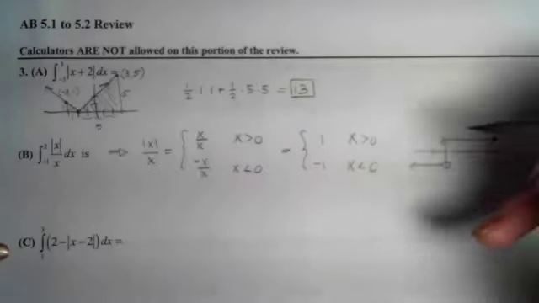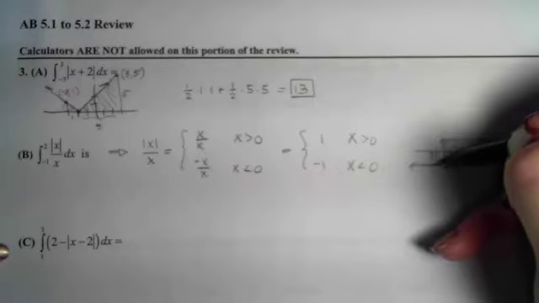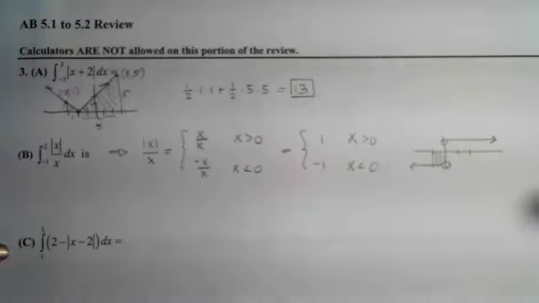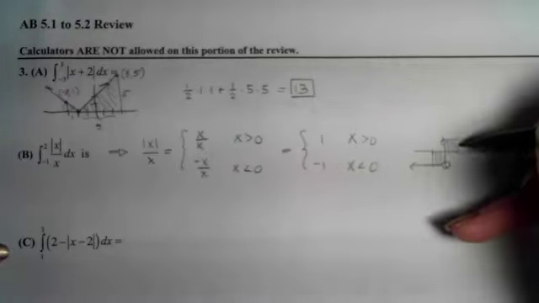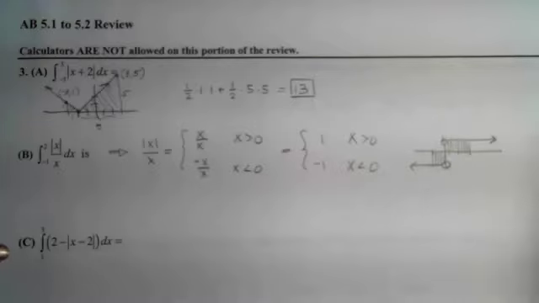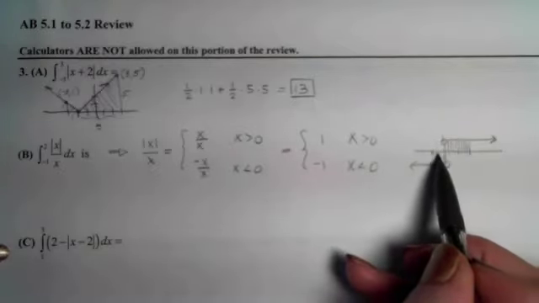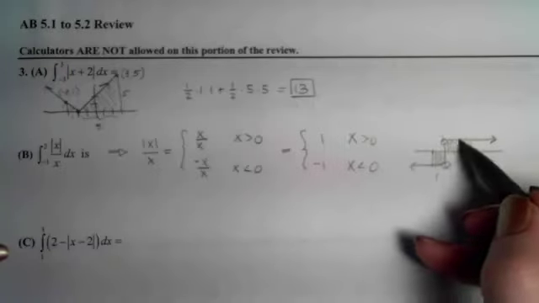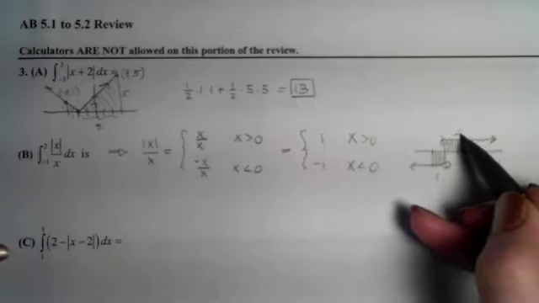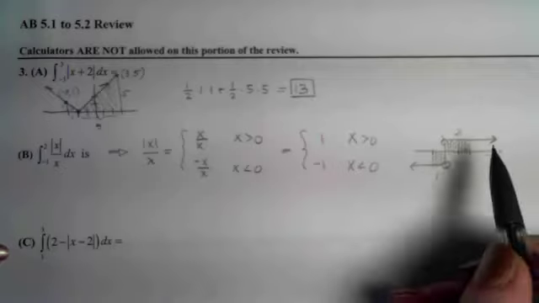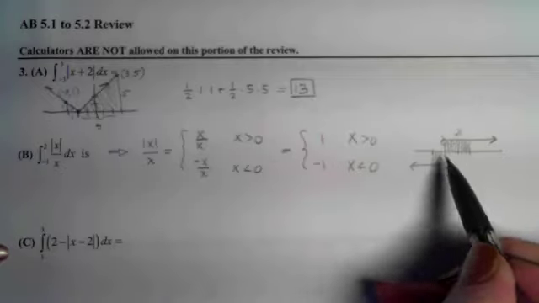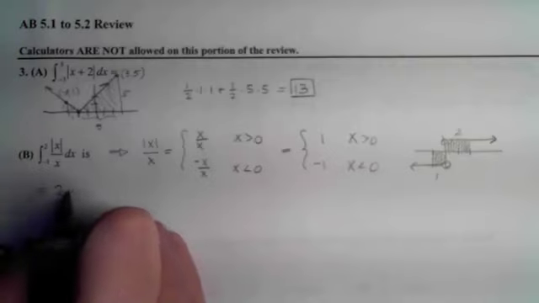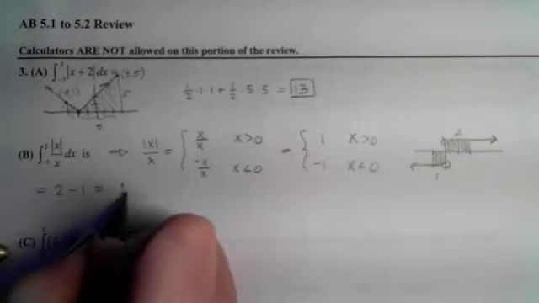So remember, accumulations are y values, so you've got to measure from the x-axis at all times, multiplied by delta x's. So if I compute this, I can see that I've got some area underneath that is a value of 1, and I've got some area up above that has a value of 2. So the integral will be the area above minus the area below. So I'll have a 2 minus a 1, or a 1.